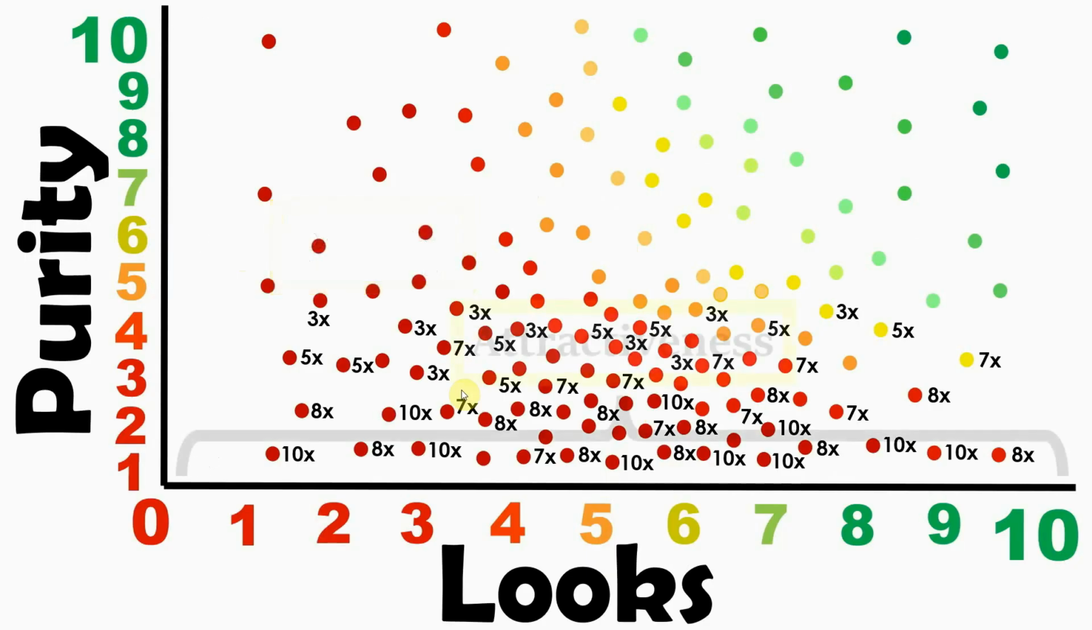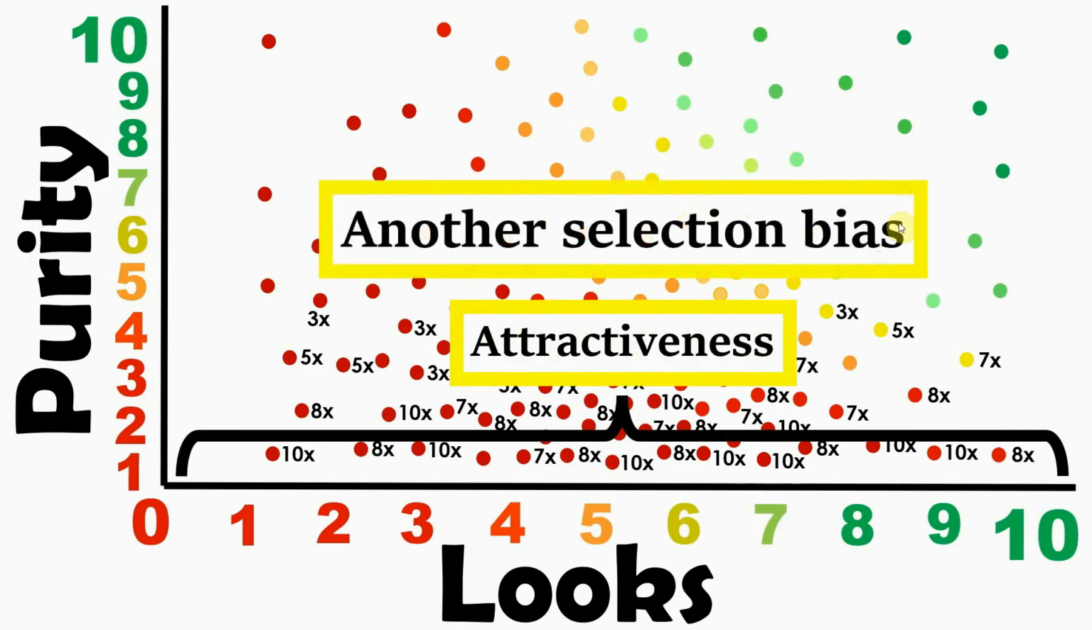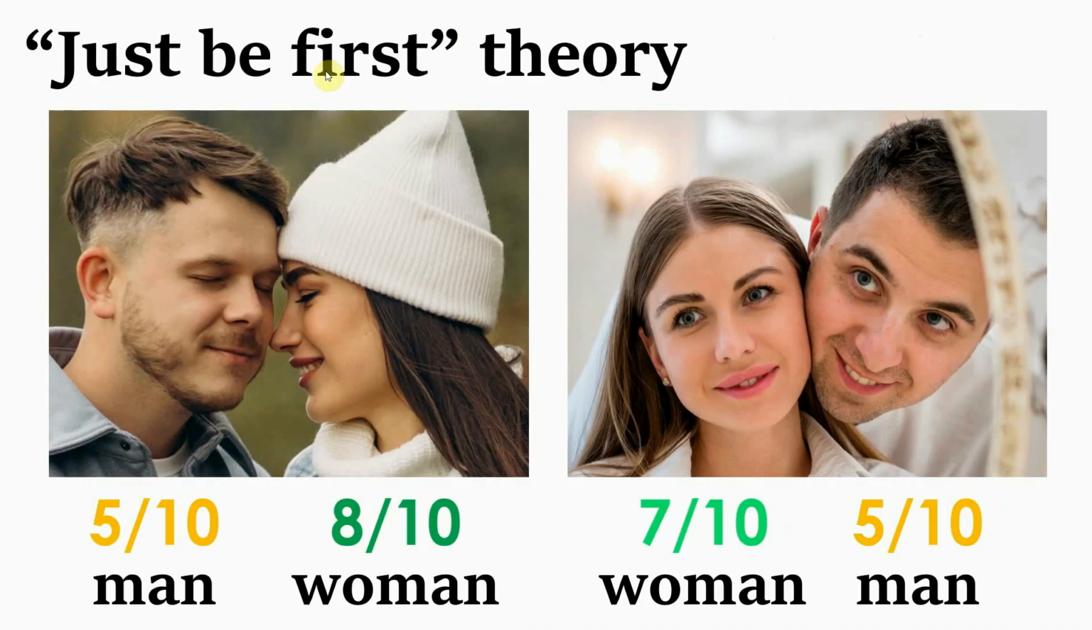How about when it comes to attractiveness? Well, as I'm about to explain, there is another selection bias here which again makes it harder to get these high quality women. There's this theory spoken about a lot in this community called just be first, which for anyone who doesn't know is this idea that average guys can get relationships with top tier women when they're really young, say because they met in high school.